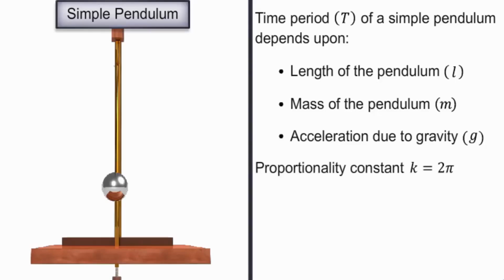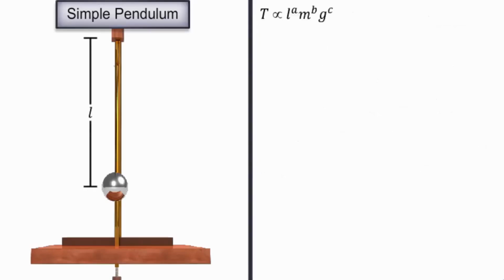We assume that the time period is proportional to L^A, M^B and G^C, where A, B and C are constants. Replacing the proportionality symbol, we get a constant k. Hence, the time period is equal to k × L^A × M^B × G^C.